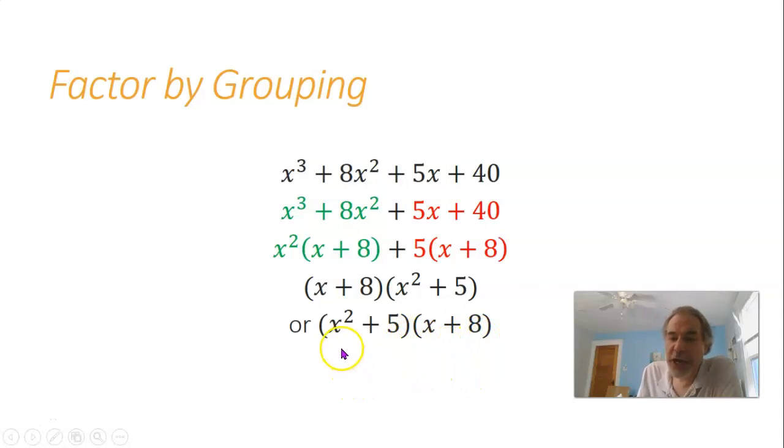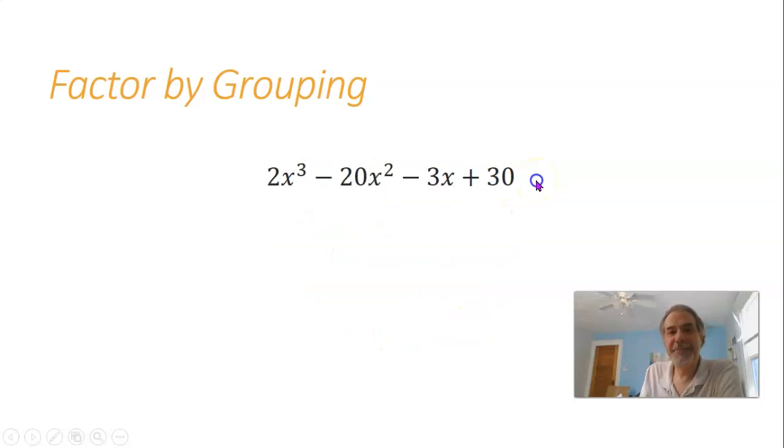And notice we can check our work by multiplying this back out, like with the FOIL method. First we get x squared times x, that's x cubed. Outside we get x squared times 8, that's 8x squared. Inside we get 5 times x, that's 5x. And last we get 5 times 8, that's 40. So yay! Let's try another one of these.